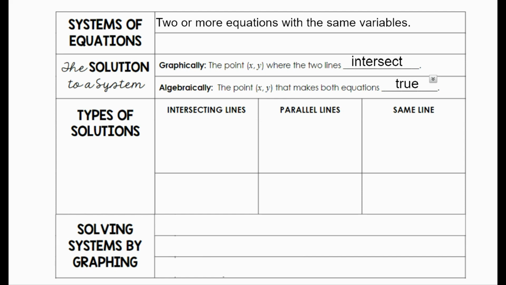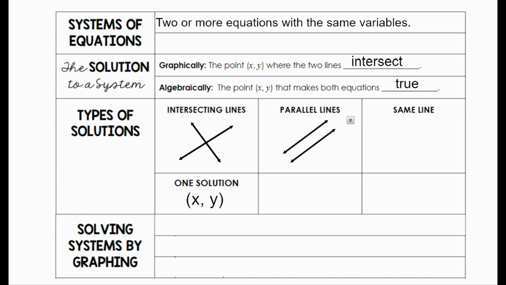Now, there are three different types of solutions when I talk about a system of equations. We could have intersecting lines when I graph. Notice that these lines meet at one point, so this is a one solution problem. I could have parallel lines. Parallel lines will never touch, therefore these types of lines will have no solution. And then I could also have the same line, and the same line would be infinite solutions because they are the same exact line, one lying on top of the other.